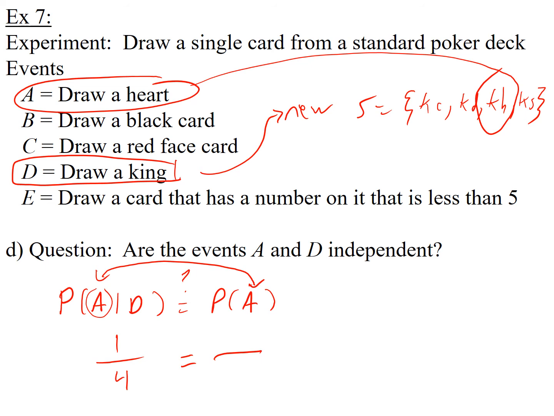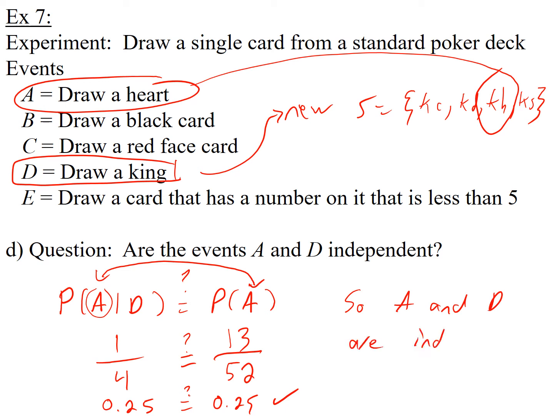Now what about the probability of A? This is not a conditional probability. So just find the probability of drawing a heart out of an entire 52 card deck. So 52 down here. And how many of them are hearts? 13. Turns out those are equal. If it's not obvious, put it in the calculator, write as a decimal, you get 0.25 here, and you get 0.25 here. So they are equal. So A and D are independent. Yeah, that's how that one goes.